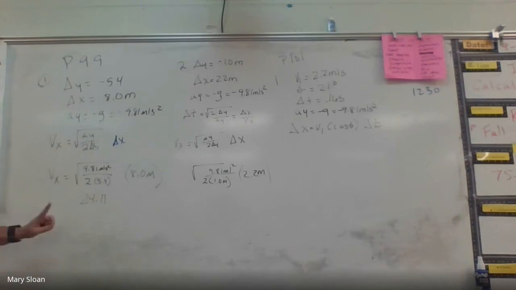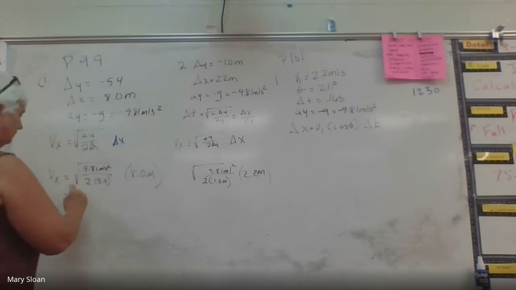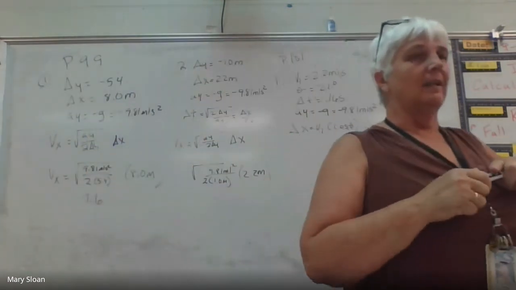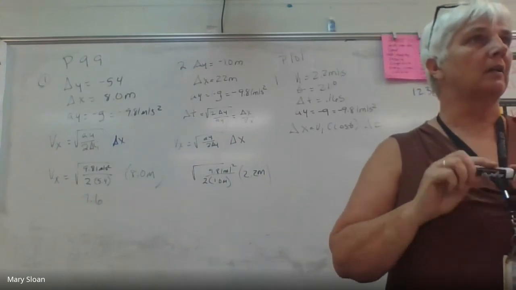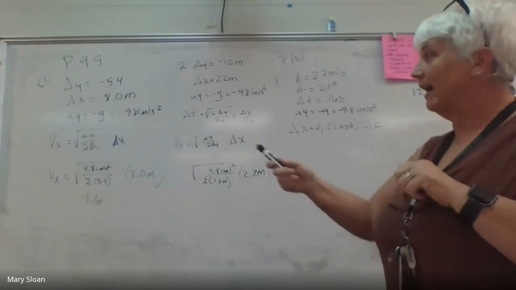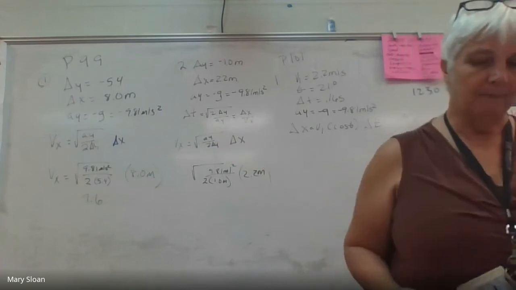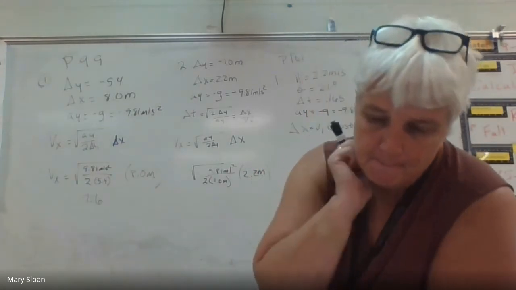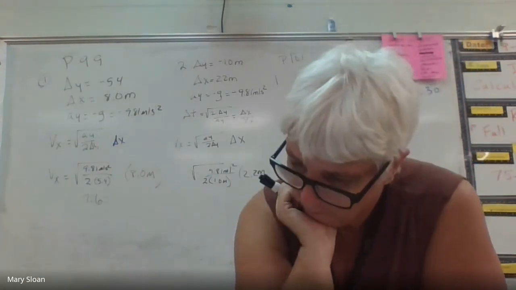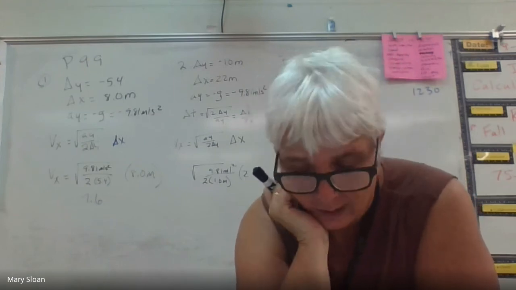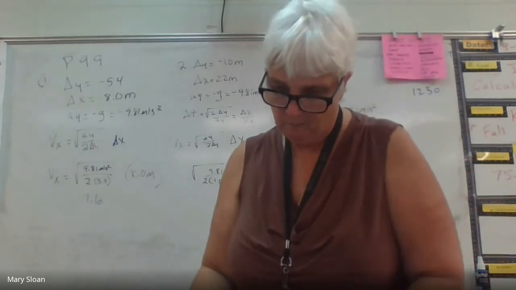Okay, so is everybody agreeing with this number, or is it different? Okay, what is my answer? 7.6. Thank you. That's what I got, 7.6. All right, are you ready to do number 4? Well, what are we trying to find? We're trying to find the velocity of x. Okay. Now can we go to the next page? Okay, let's go to the next page.